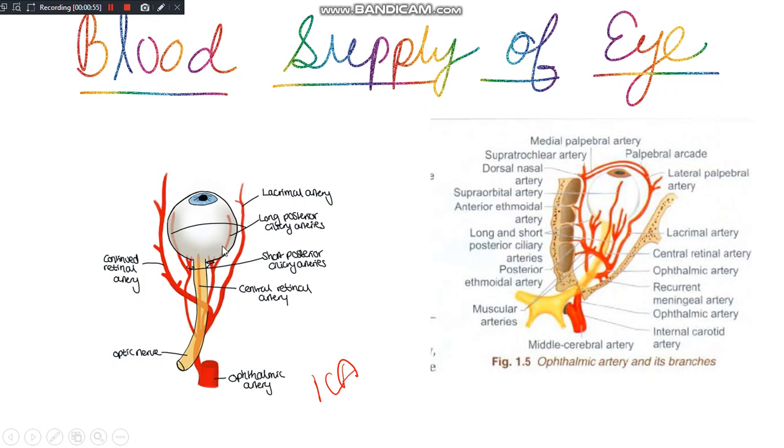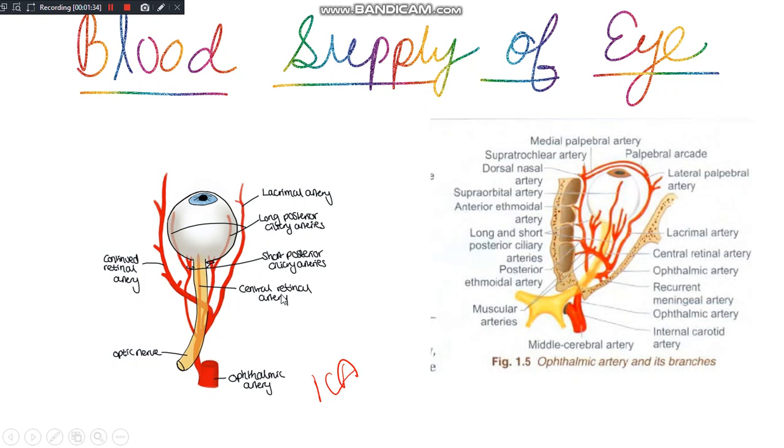If you have seen my earlier video of the coats of the eyeball, you can recall that one layer is the vascular layer or the uveal tissue, which is comprised of the iris, the ciliary body and the choroid. These are the vascular tissue of the eyeball. So the short posterior ciliary artery will supply the posterior part of the choroid up to the equator. The long posterior ciliary arteries will supply the rest of the uveal tissue, that is the anterior half of the choroid. Then what were the other two? Yes, the iris and the ciliary body.